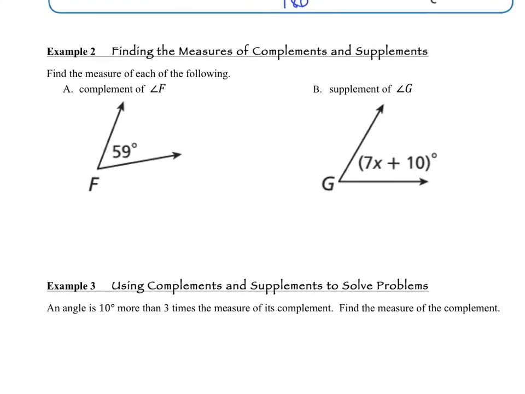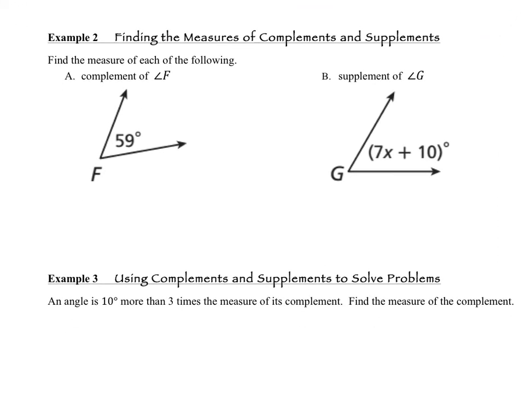In example 2, we are going to be finding the measures of complements and supplements, and this is going to be working backwards. With A, we want to find the measure of the complement of angle F. The complement of angle F means that when we add F plus its complement together, we end up with 90 degrees.